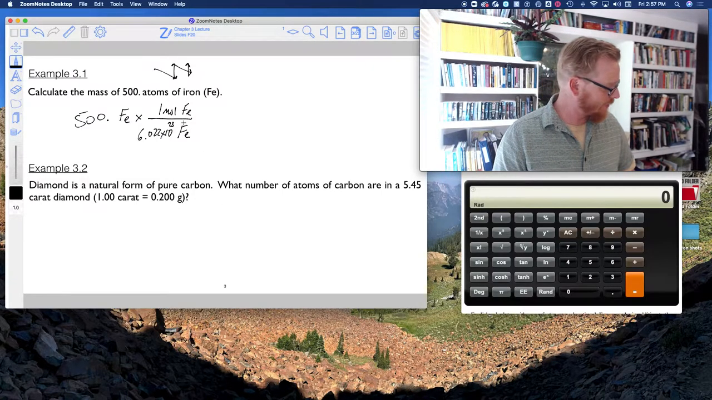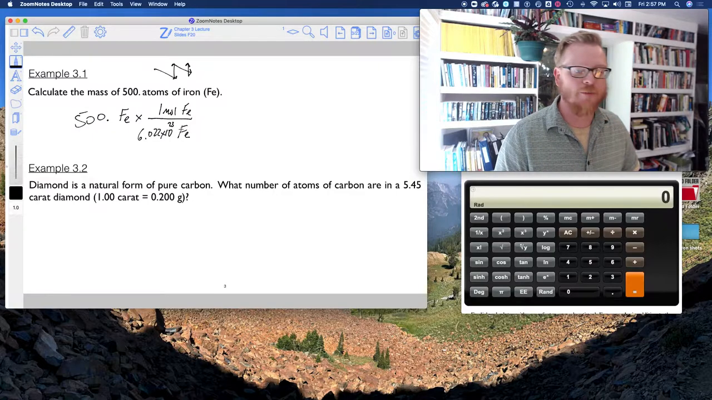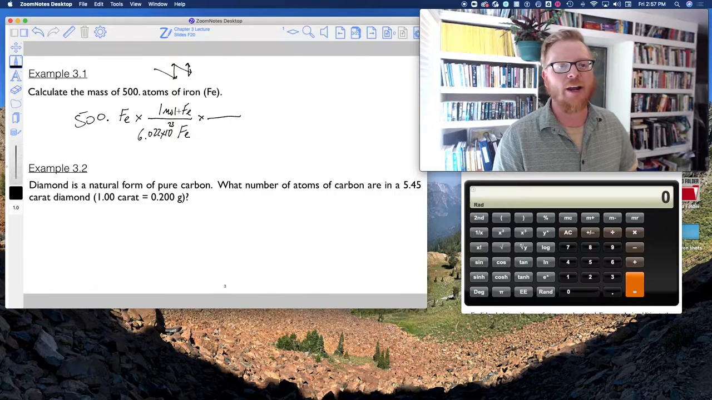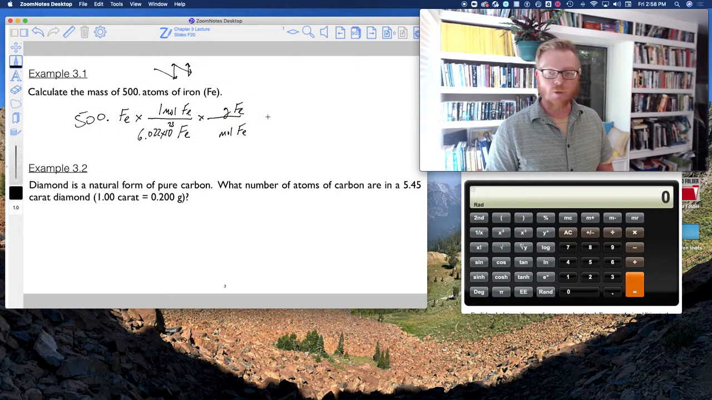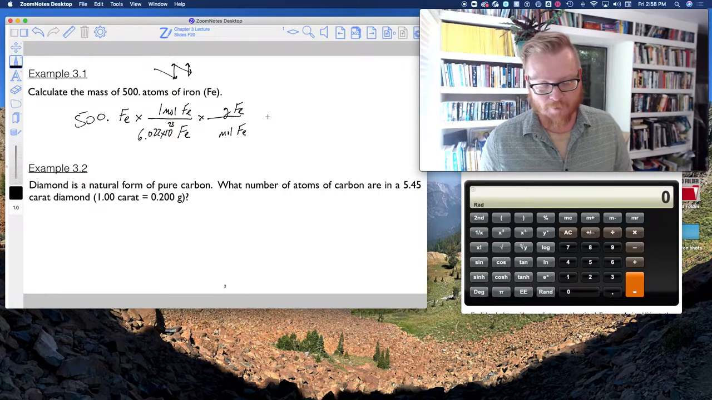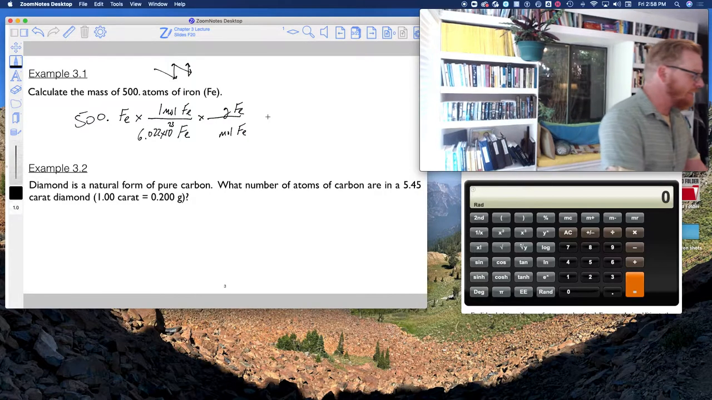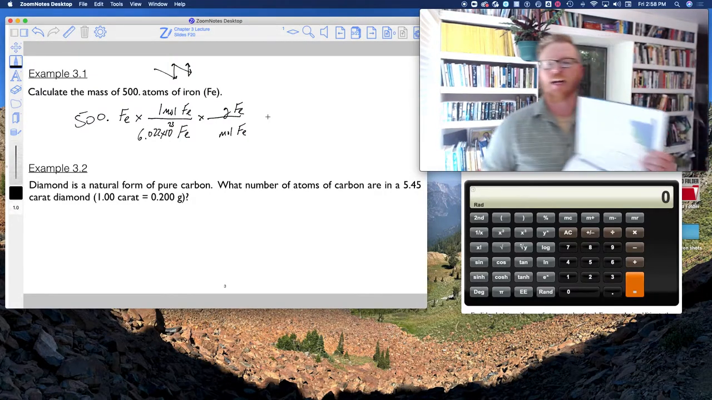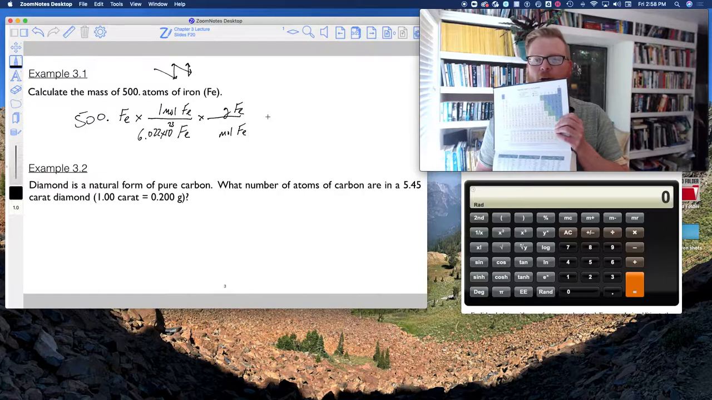And now I need to get to the molar mass of iron. So what am I going to use? Well, I know I got to go down. I know that this needs to be mole of iron and this needs to be grams of iron. Okay. So what I need to use is the periodic table, okay? So find your periodic table. Here's mine. I should have a digital version ready to go for you on the screen.